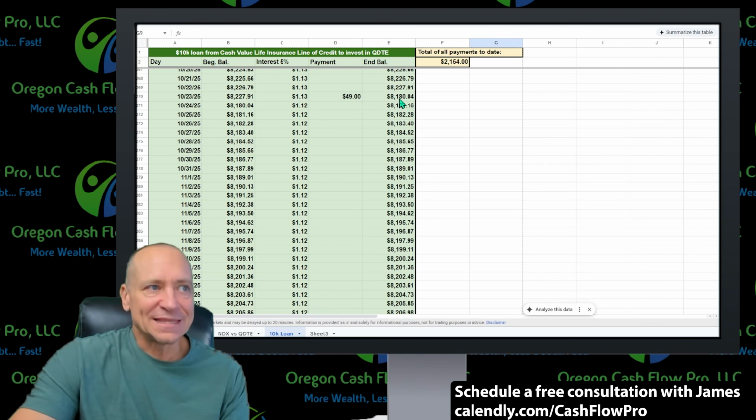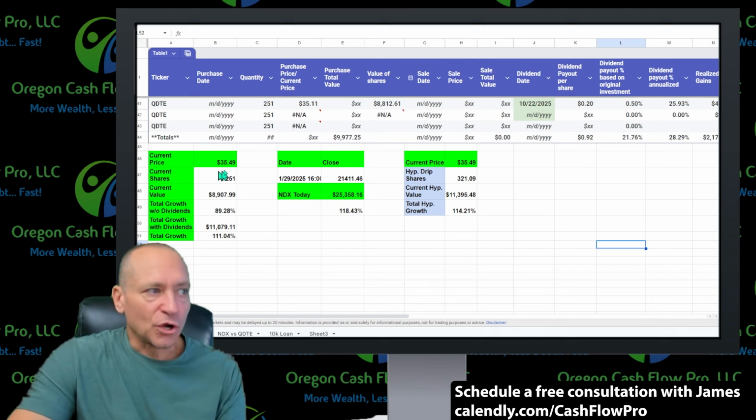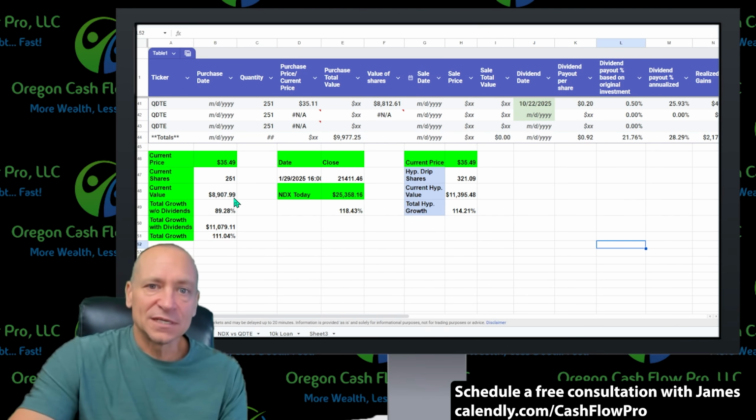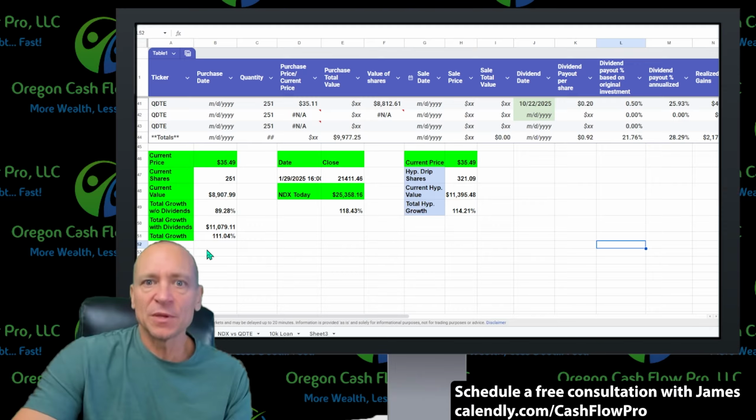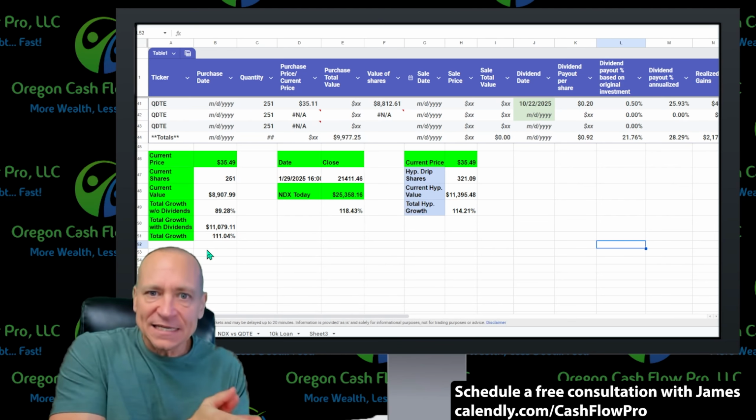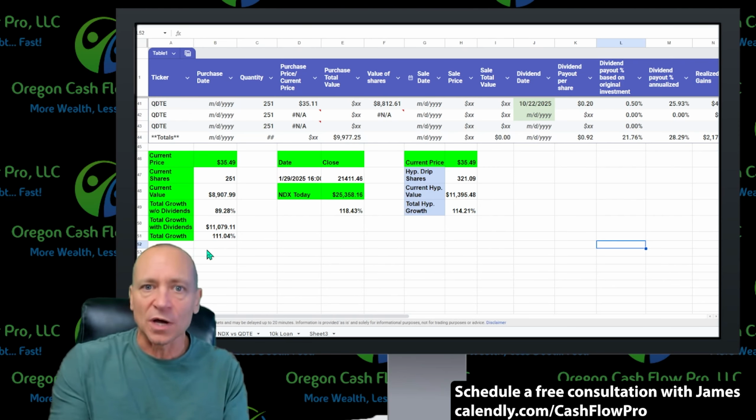The loan balance is $8,180. The current share value, $8,907. So we're up almost $800 right here. And if you account for the dividends, our total with the growth and the dividends would be $11,079, or we're at 111%, or just an 11% return in the last 10 months. Not bad. That's pretty good. I think for the most part, if we only looked at this particular return, you would be pretty happy with that, I think. I'm happy with it. If I needed to sell those shares right now, I could, and I could pay that loan off. But I don't need to.